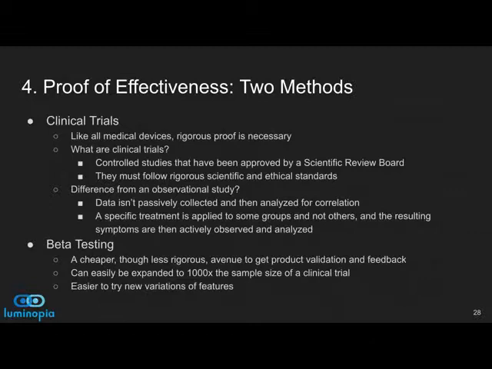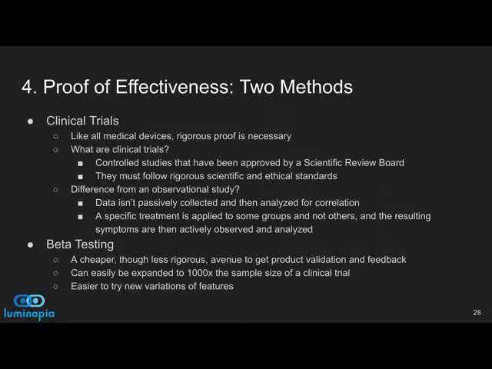So what are clinical trials? Just to get that out of the way. Clinical trials are controlled studies or controlled experiments that have been approved by a scientific review board. So the scientific review board makes sure that they follow both rigorous scientific and ethical standards prior to being conducted. And how are they different from just an observational study? In an observational study, data is passively collected and then analyzed for correlation, while in a clinical trial, a specific treatment is applied to one group but not another, and then the resulting symptoms are compared and analyzed to find how the treatment actually affected the participants.